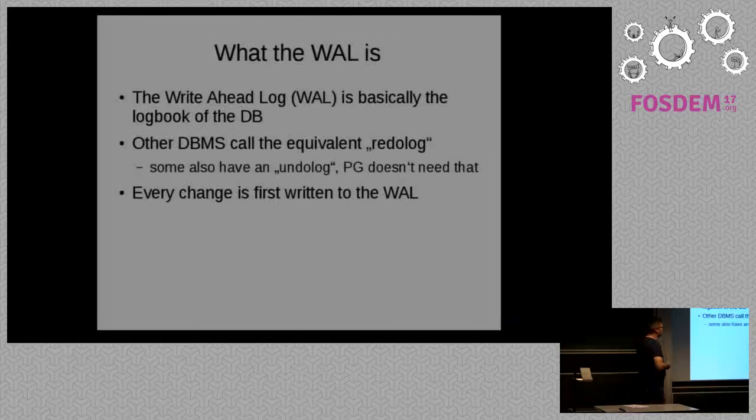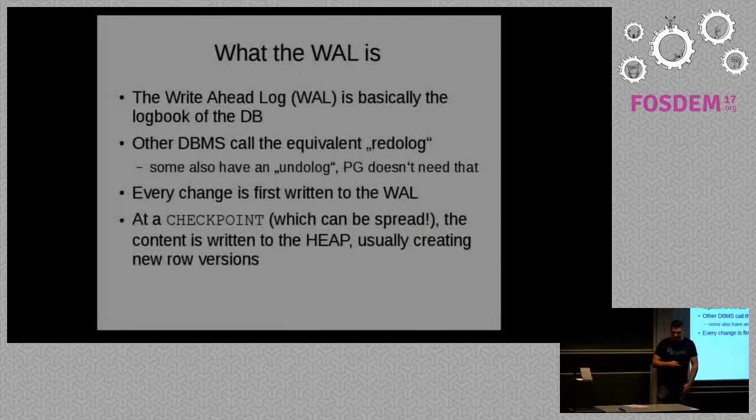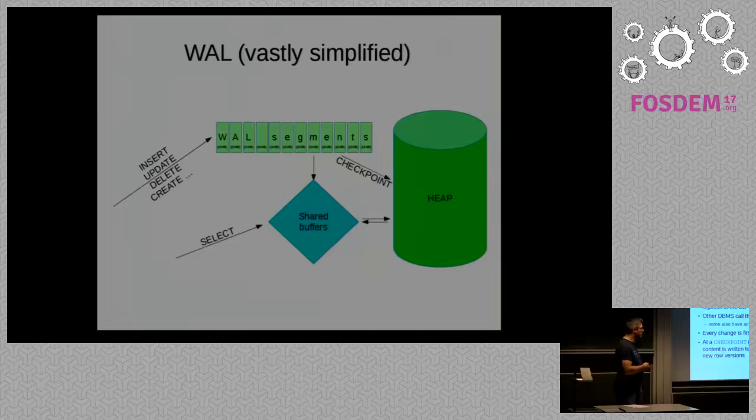Every change, everything that goes to disk, first goes to the WAL, except for the log files. Add a checkpoint, and the checkpoint can be spread over hours, so it's not really a point. The content of the WAL is written to the actual heap, so your actual data files, and that creates new row versions. Simplified, this is the WAL, split in 16 megabyte segments. At a checkpoint, it goes to the heap.